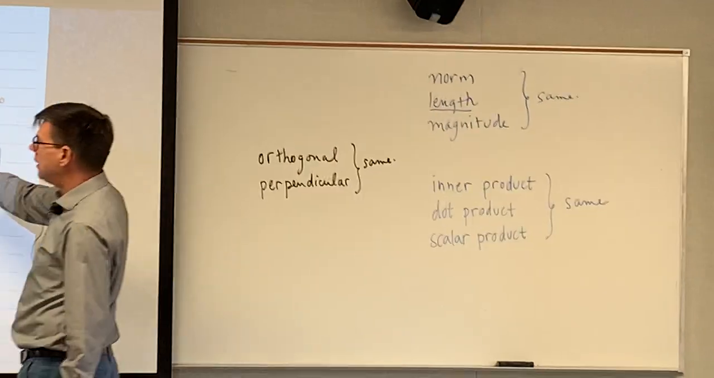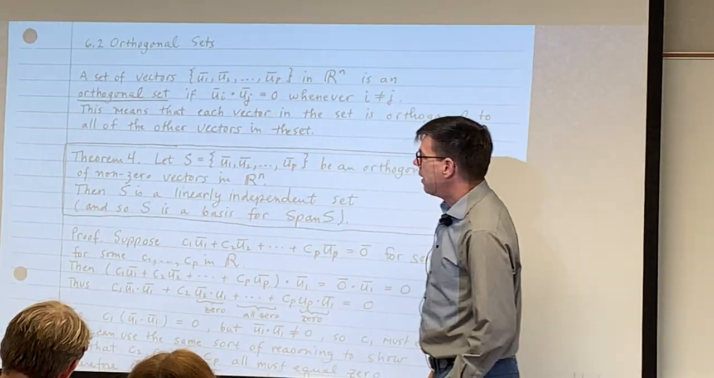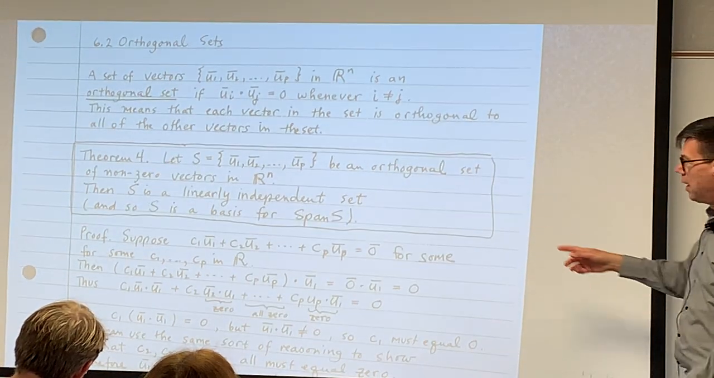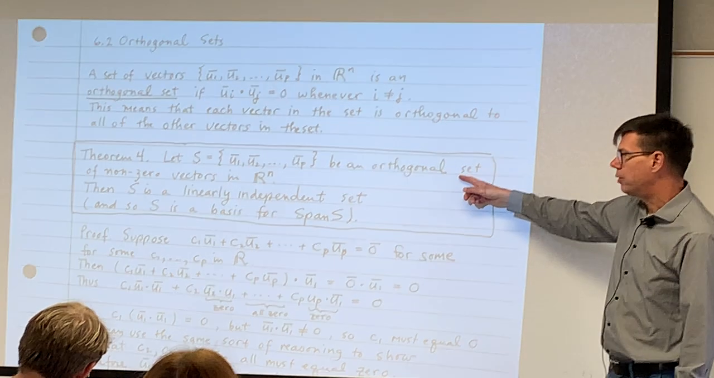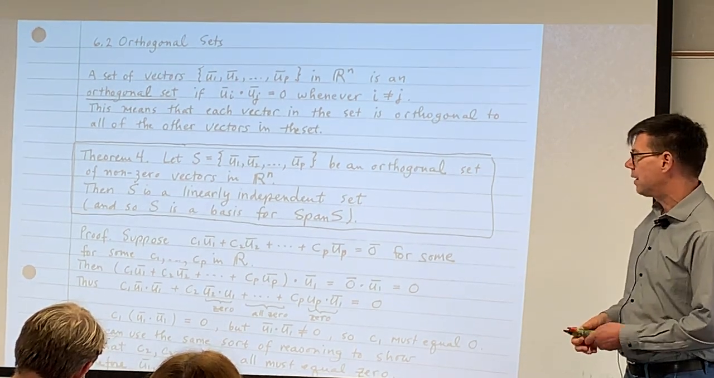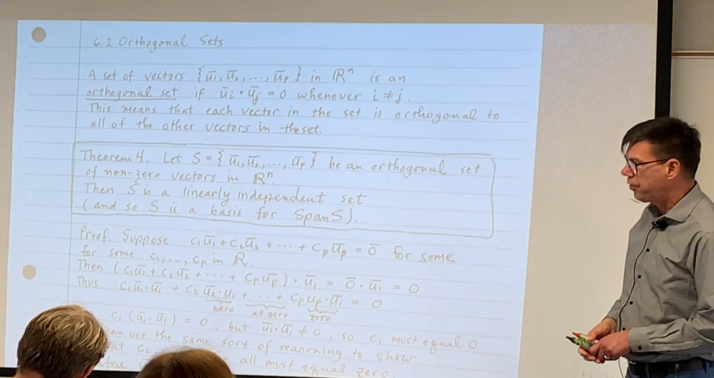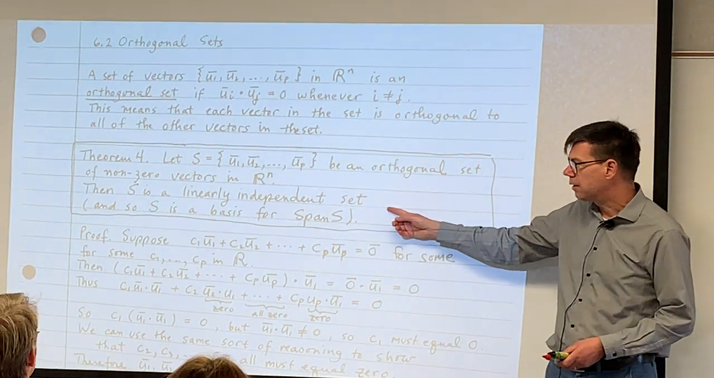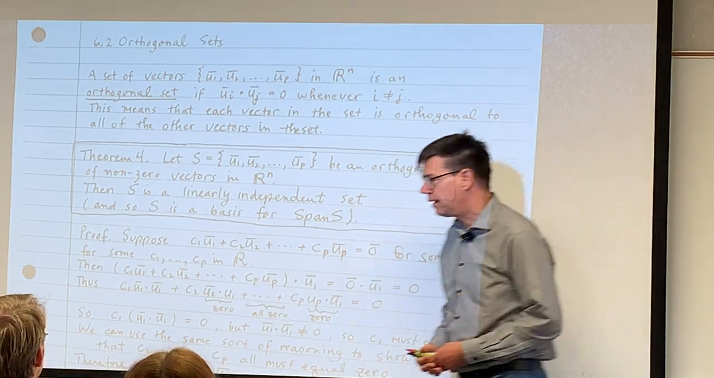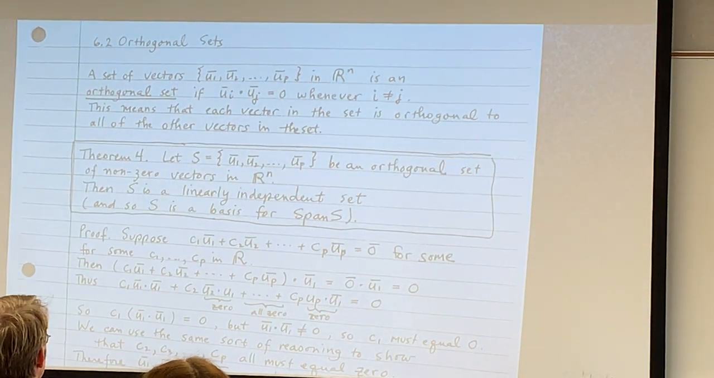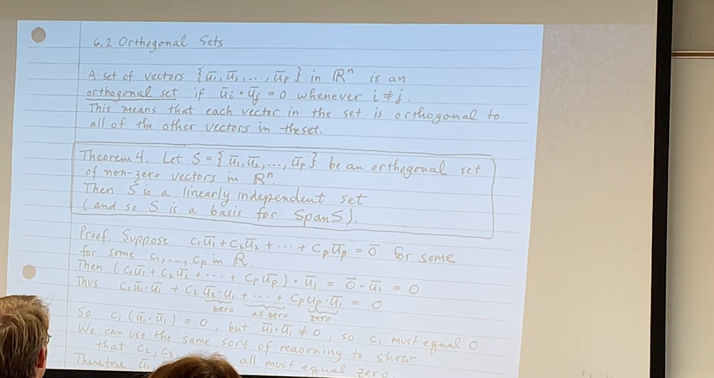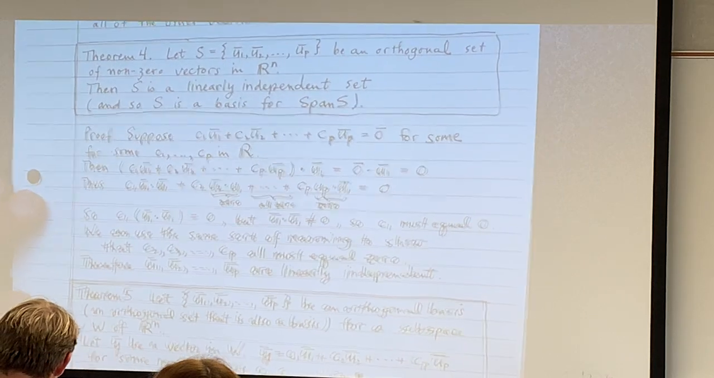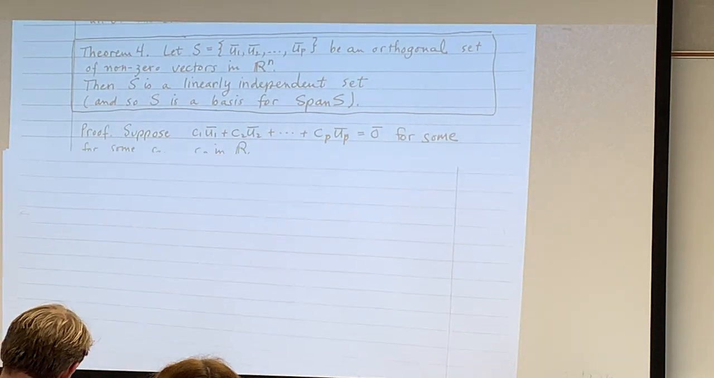So they're mutually orthogonal to each other. That means if you pick any two, their inner product is 0. And then we just ended last time where we started looking at theorem 4. If you take an orthogonal set of non-zero vectors, that has to be a linearly independent set automatically. And let's just think through the proof here, because I think we can follow this reasoning.